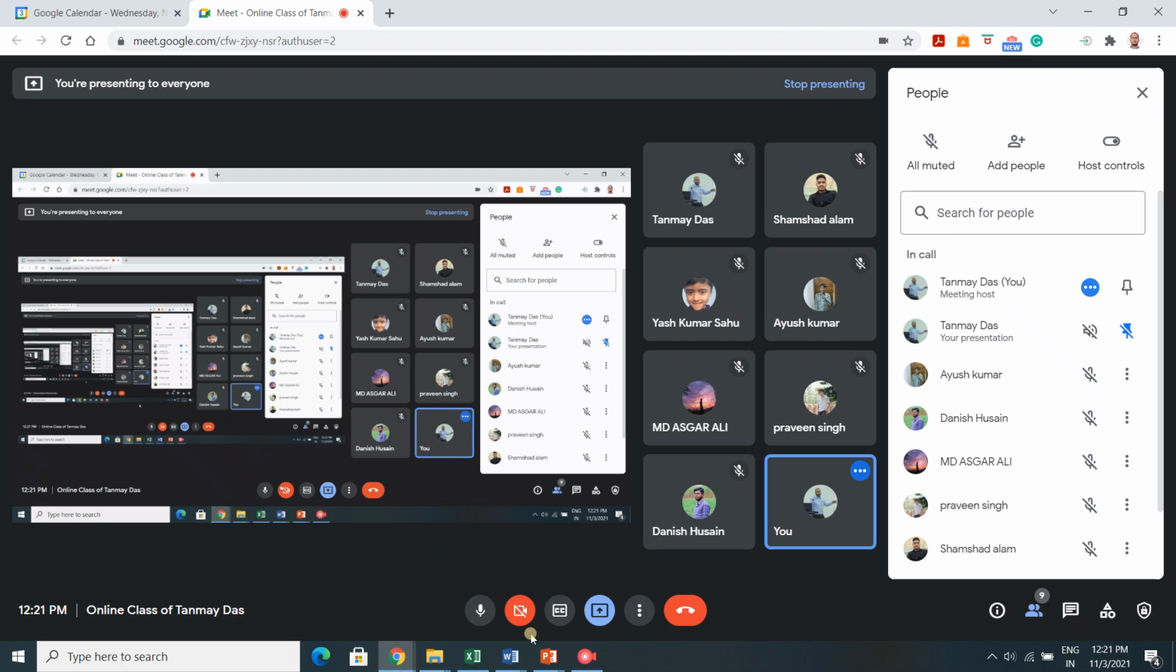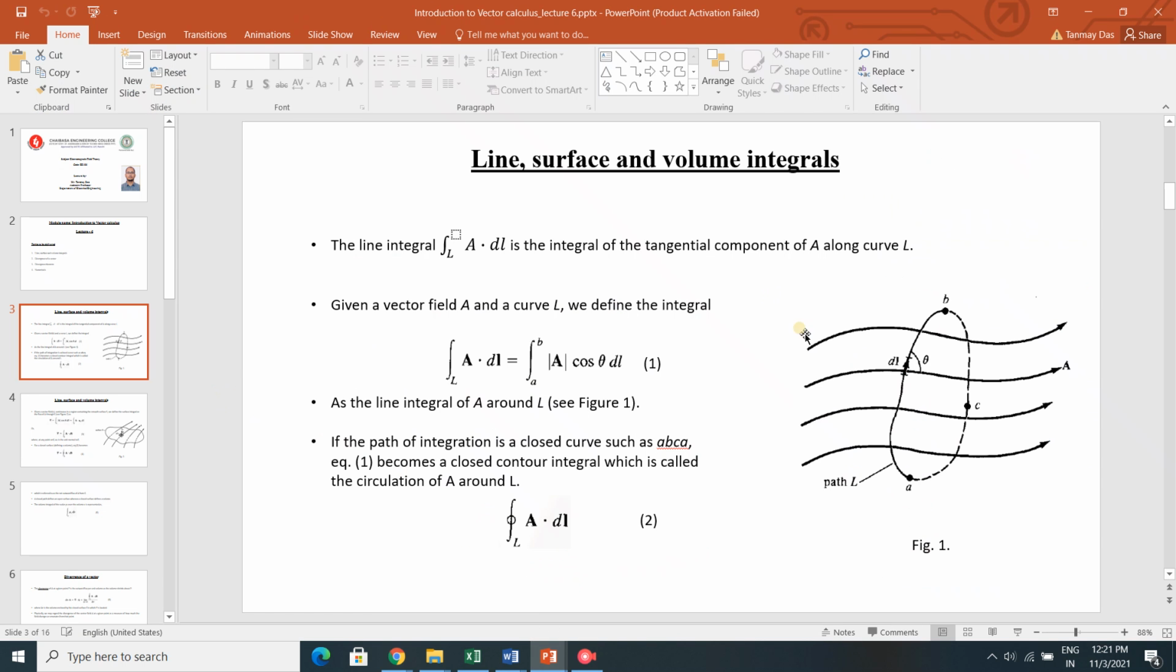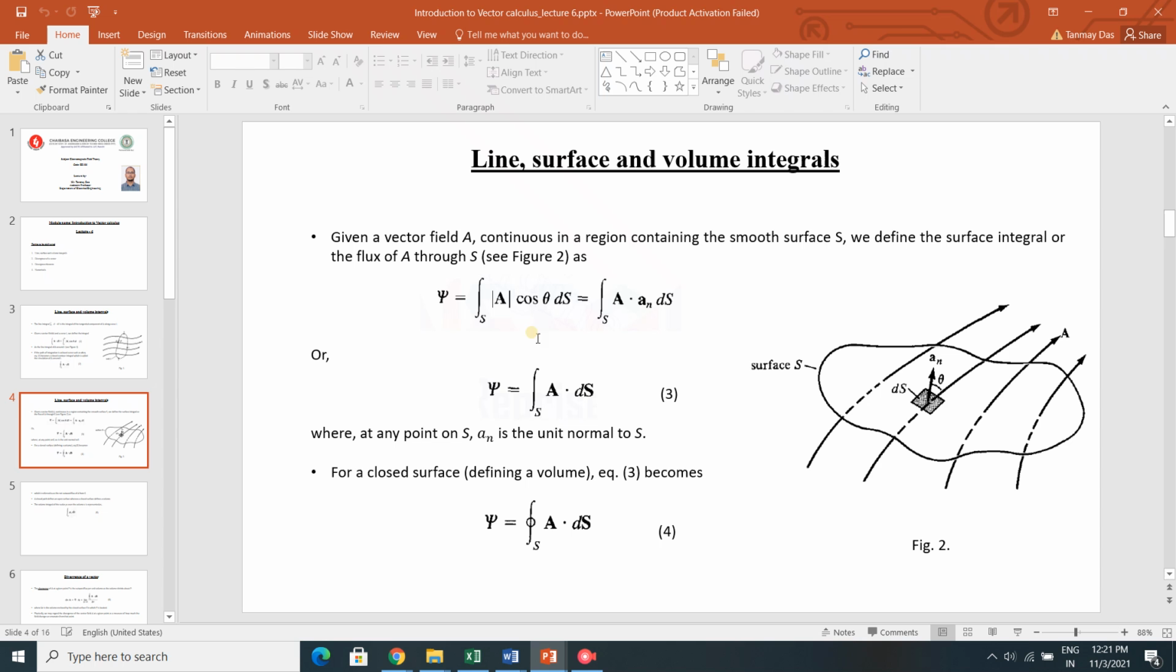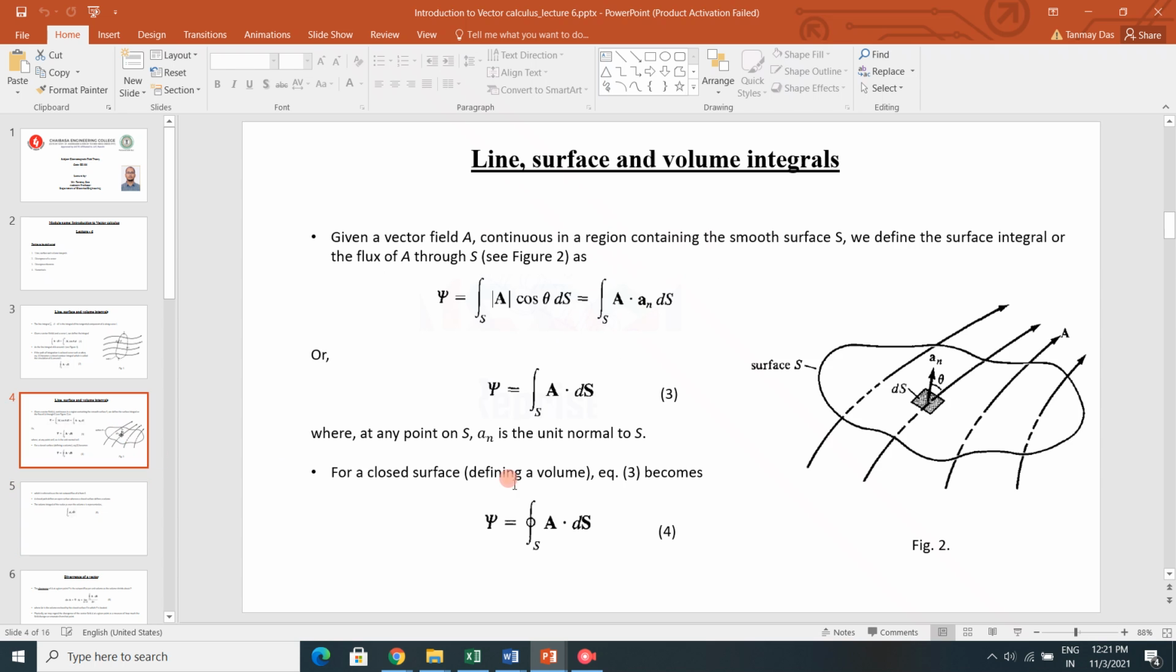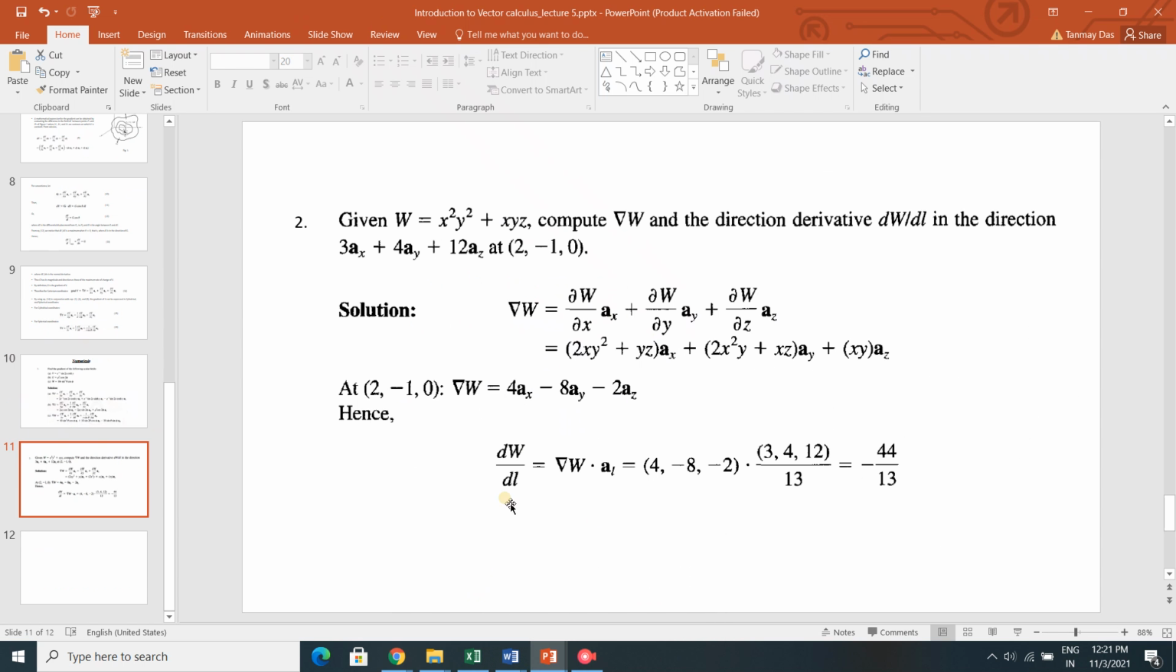Have you understood this particular line integral, surface integral, and volume integral? What is a line integral? And what is a closed line integral? A closed line integral becomes a surface integral, and a closed surface integral becomes a volume integral. Because this concept will be required when you study the divergence of a vector and the divergence theorem, since the divergence theorem is based on the surface integral and volume integral.